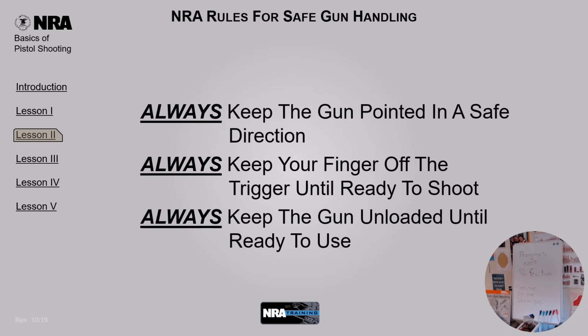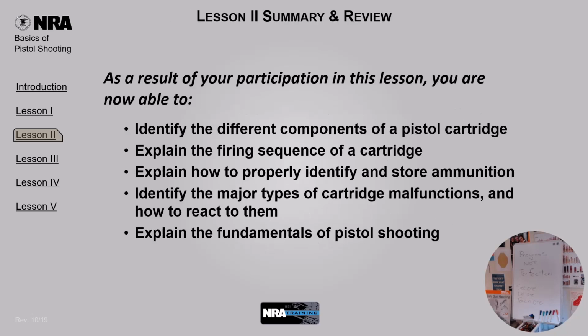NRA rules for safe gun handling. Always keep the gun pointed in a safe direction. What direction is that? Oh, that would be parallel to the ground, perpendicular to your backstop. Always keep your finger off the trigger until ready to shoot. And where should it be? It should have a home. It should not be floating anywhere. And always keep the gun unloaded until ready to use.